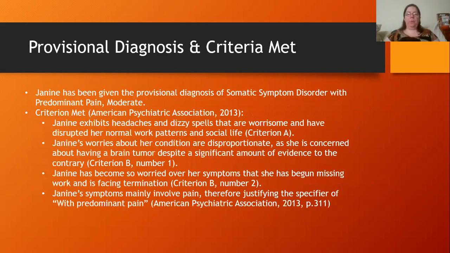Janine has become so worried over her symptoms that she has begun missing work and is facing termination, which meets criterion B, number 2, which I mentioned earlier in the presentation. Basically, just disproportionate worry getting in the way of day-to-day life. Janine's symptoms mainly involve pain, which therefore justifies the specifier of with predominant pain.